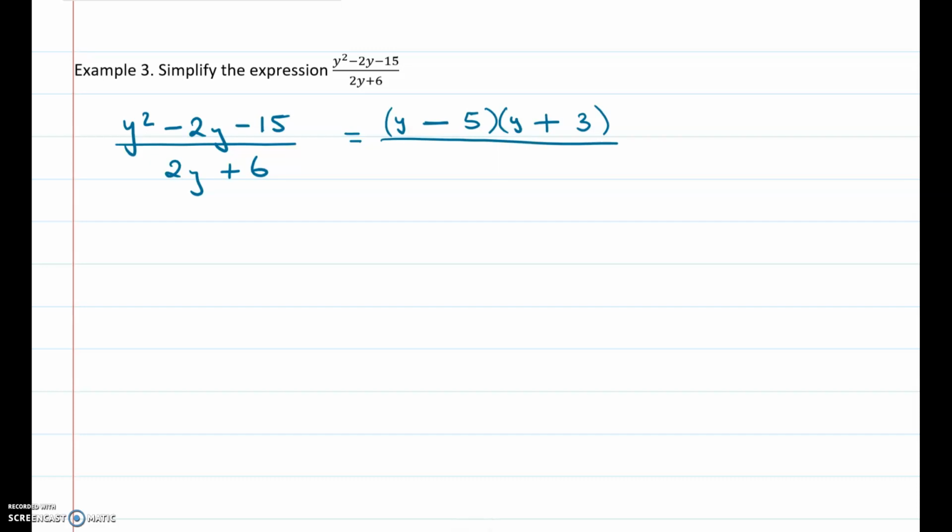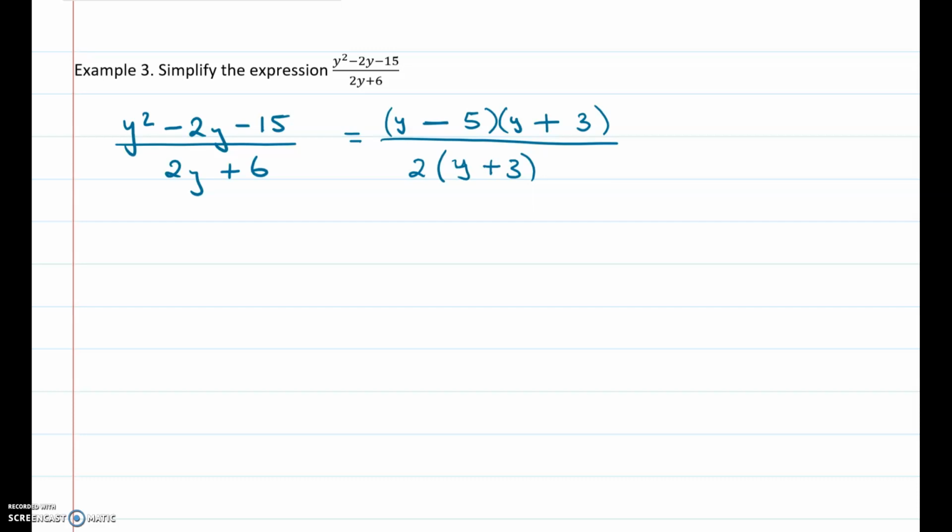On the bottom, we have 2y plus 6, so we can look to see if there's a GCF, and there is. 2 goes into both parts here, so if we factor out the 2, y divided by 2 would be y, 6 divided by 2 would be 3. And now we have a y plus 3 on the top, and a y plus 3 on the bottom, and those aren't added to anything. They're both multiplied by something. On top, the y plus 3 is multiplied by y minus 5. On the bottom, the y plus 3 is multiplied by 2.